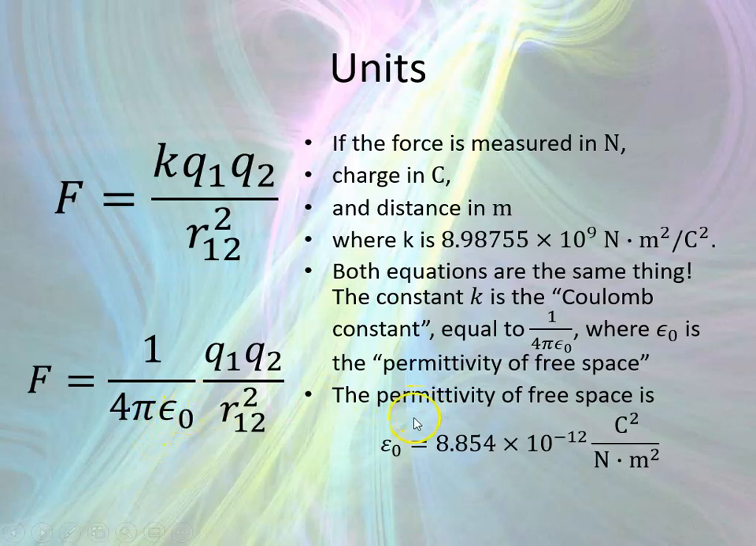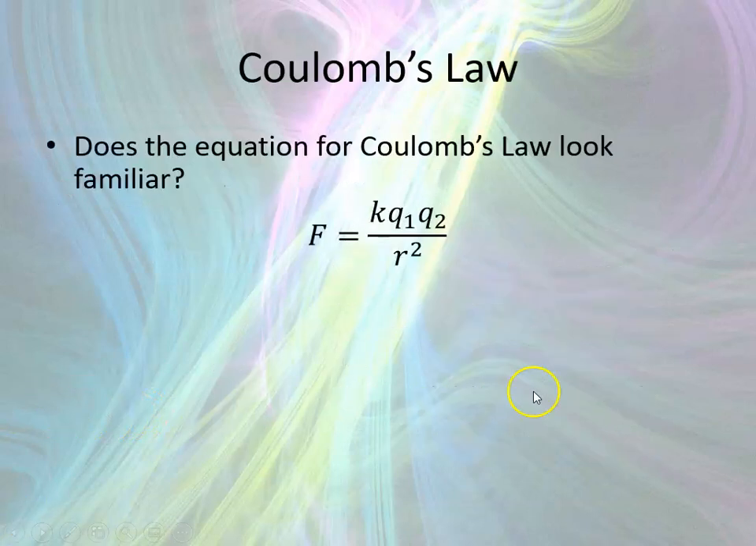But in any case, epsilon naught, which is just 1 over 4 pi k, we call it the permittivity of free space, is about 8.854 times 10 to the minus 12, notice the units, Coulomb squared per Newton meter squared. Oh, those are the inverse units of k. Well, they'd better be, because epsilon naught is 1 over 4 pi k, and 4 doesn't have units and pi doesn't have units. Now, does this equation look familiar?